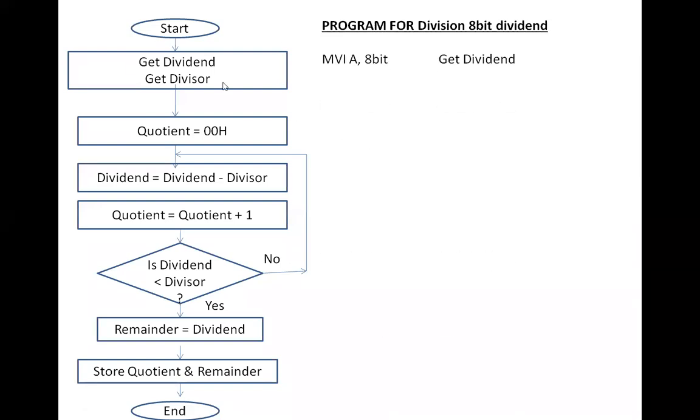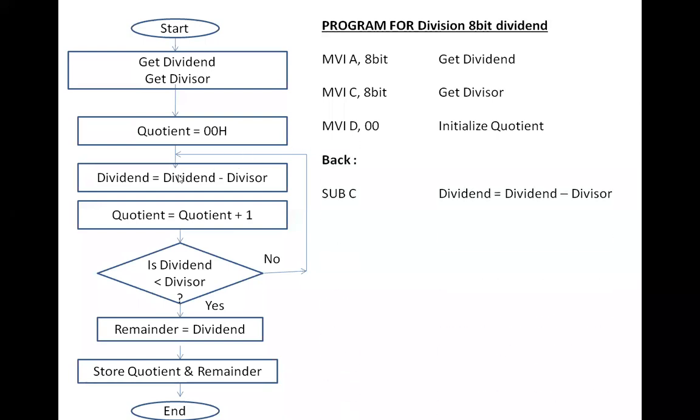So first of all, we have to get the dividend. Suppose there is an 8-bit number, as I told you, suppose 08 is the number and 08 is stored in the accumulator. And then we have to get the divisor. We are using the C register for obtaining the divisor. Both are 8-bit numbers. Quotient: suppose I am using the D register to store the quotient and it is initialized with 00. So the D register is working as the quotient.